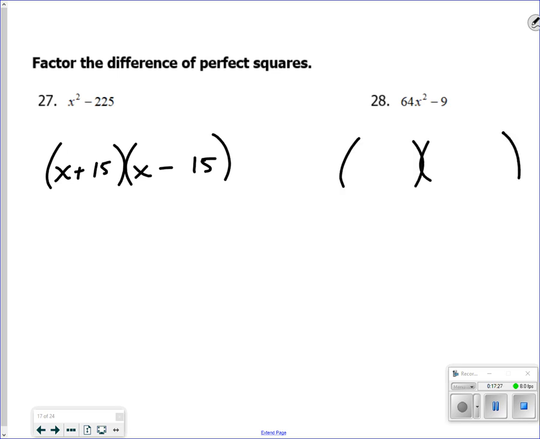So the next one, perfect square, 8x times 8x. 3 and 3. So again, this is a very specific type of factoring. It's called the difference of squares. They have to be two squares and a minus sign.